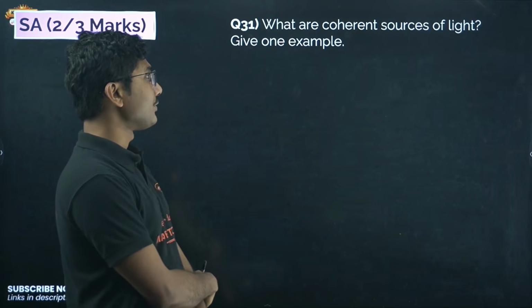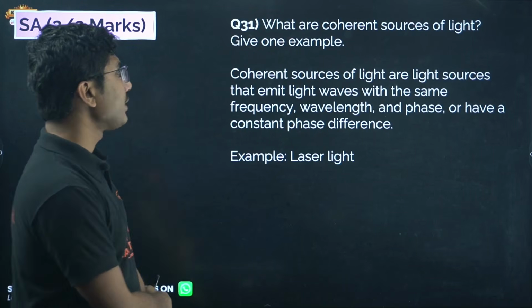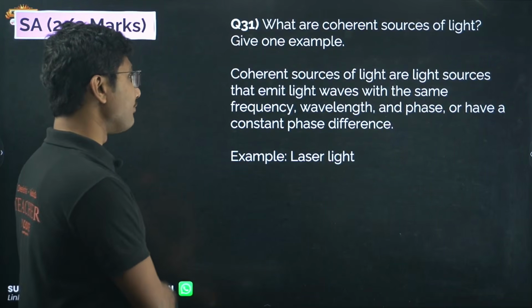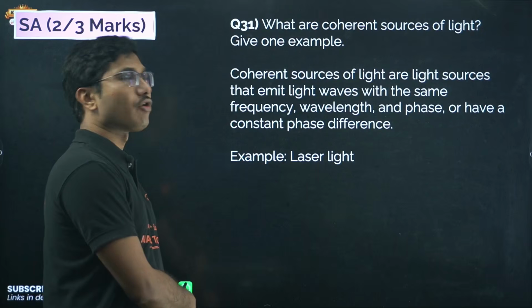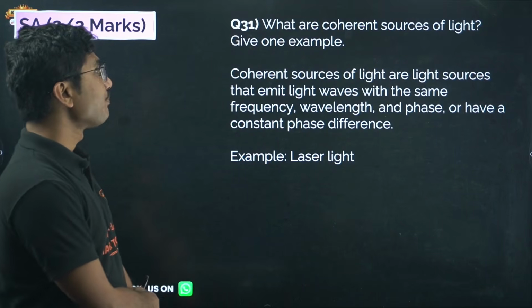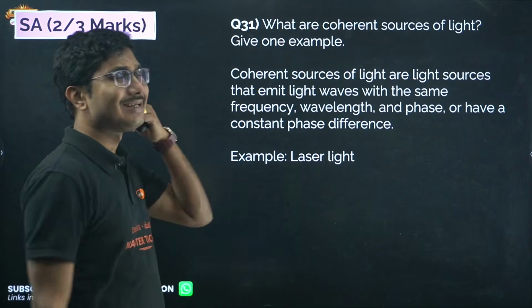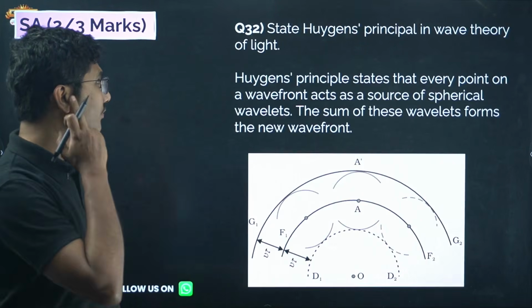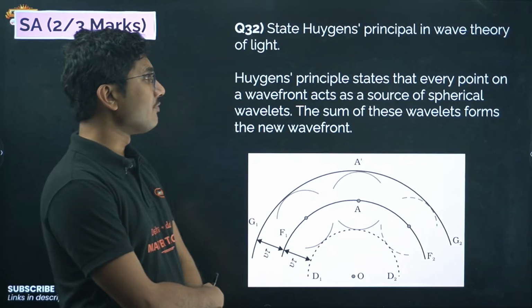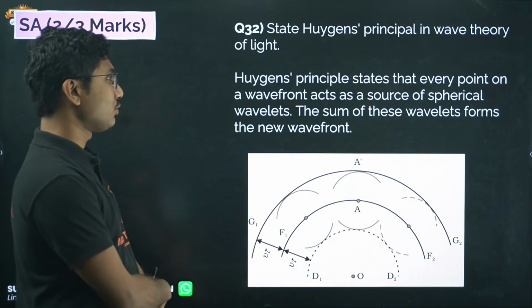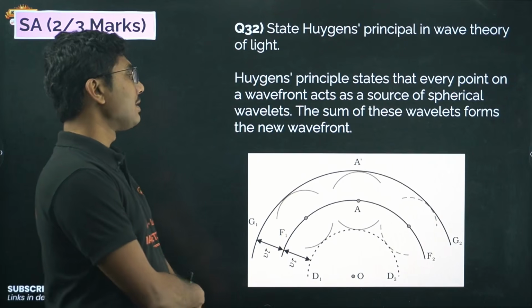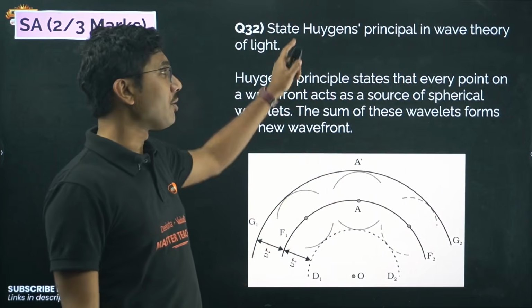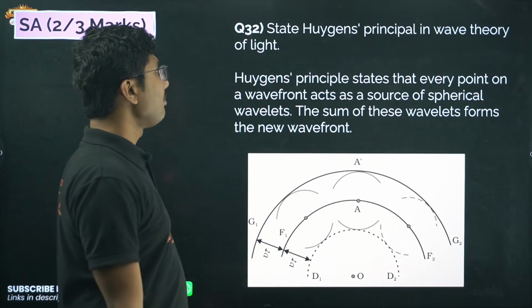What are coherent sources of light? Give one example. Coherent sources of light are the light sources that emit light waves in the same frequency, wavelength and phase, or have constant phase difference. So that is coherent sources of light. Example is laser light. Next, state Huygens principle in wave theory of light. Huygens principle states that every point on a wavefront acts as a source of spherical wavelets. The sum of these wavelets forms the new wavefront. Okay, so this is the diagram you have to draw along with Huygens principle.